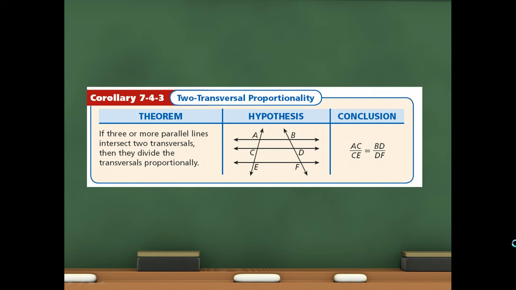We have a corollary, the two transversal proportionality corollary. If three or more parallel lines intersect two transversals, then they divide the transversals proportionally. So if AB, CD, and EF are all parallel lines, then AC over CE is going to equal BD over DF.